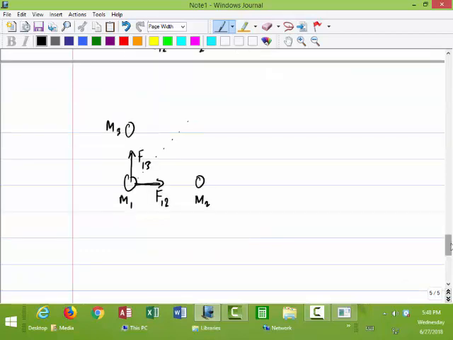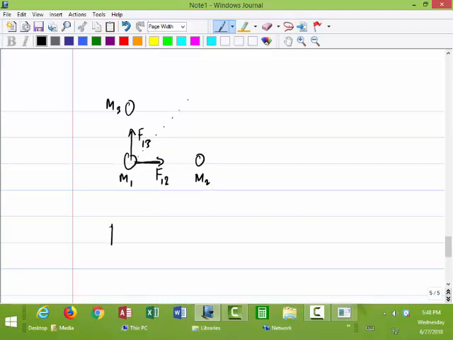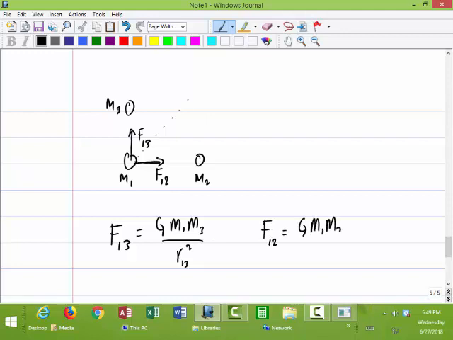I'm just showing the forces on 1 due to 2 and the force on 1 due to 3. So I'm leaving out the force on 2 due to 1 and the force on 3 due to 1. By Newton's law of gravitation, the force on 1 due to 3 is given by G M1 M3 over R13 squared, and the force on 1 due to 2 is given by G M1 M2 over R12 squared.